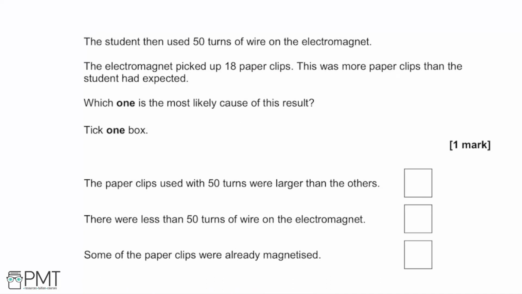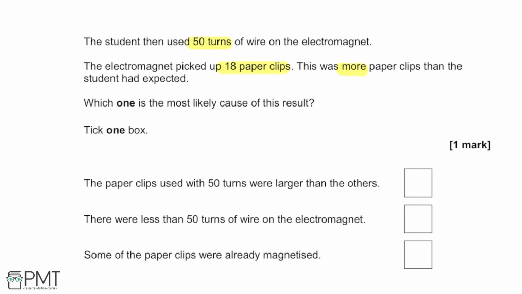So now in this part of the question, we're told that the student then used 50 turns of wire on the electromagnet, and that the electromagnet picked up 18 paper clips, and this was more paper clips than the student had expected. So the key word here is more, and we're going to come back to that later on just to see how important it is. Then we're asked which one is the most likely cause of this result, and to tick one of the boxes. So I'm just going to read through the options, and see which one would cause more paper clips than anticipated to be picked up, and whether the other two would cause less or maybe have no effect on the number of paper clips.